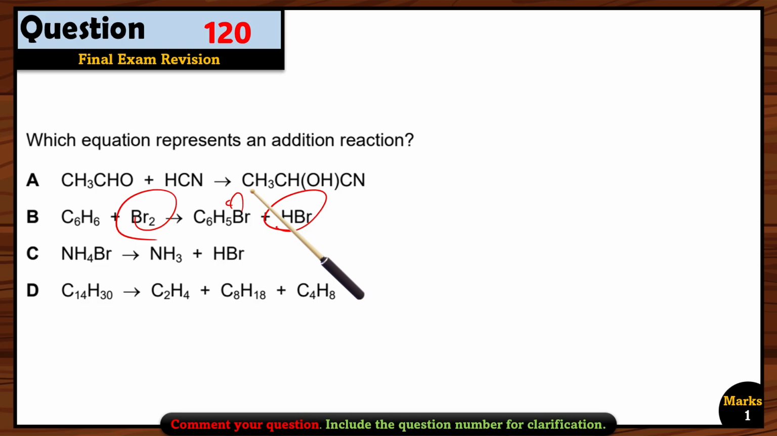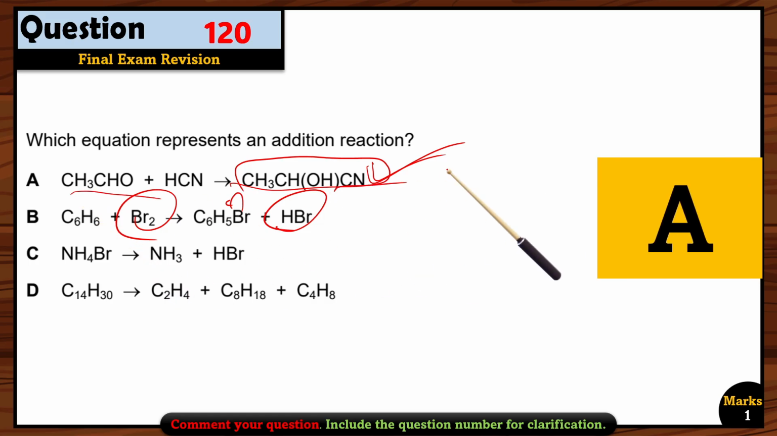For addition reaction, remember that 2 reactants react and give you only 1 product. So option A is the only right option because you can look over here that we are getting only 1 product. 2 reactants giving you 1 product. So option A is the right option here.